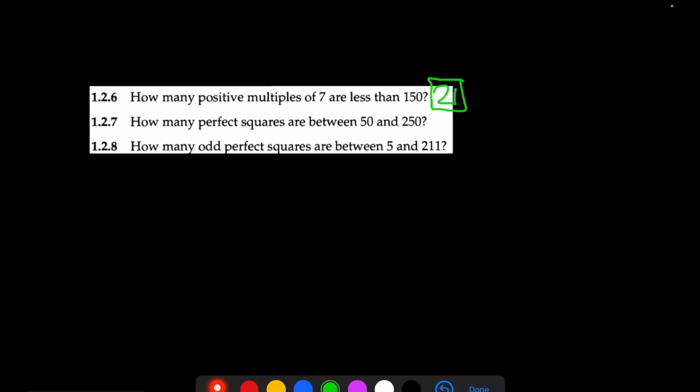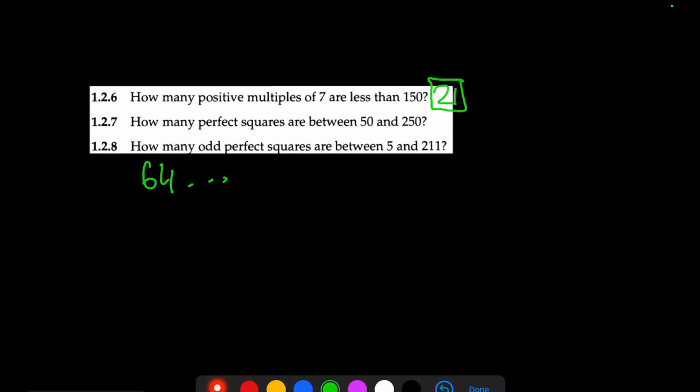Multiples. Now, let's go something harder. How many perfect squares are between 50 and 250? If you just count our squares, we can find the smallest one. 1 squared is 1, 2 squared is 4, 3 squared is 9, 4 squared is 16, up until 8 squared, 64. 64 is our smallest number.